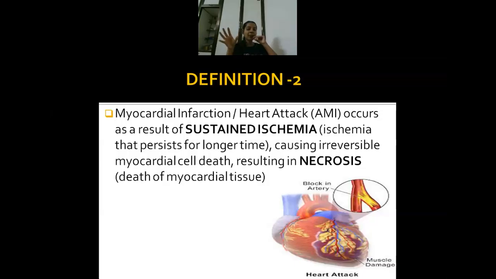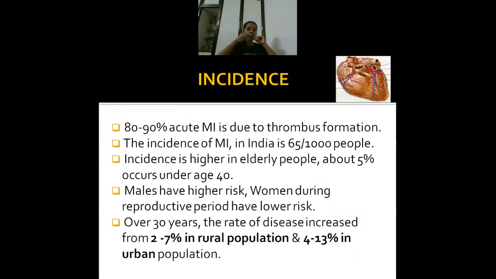Next, moving on to incidence. Now you might have heard about myocardial infarction or heart attack many times, isn't it? It is a very common cardiovascular condition, and most of the time MI occurs because of a thrombus, that is a clot. Already we have discussed how the clot happens, how the clot occurs.